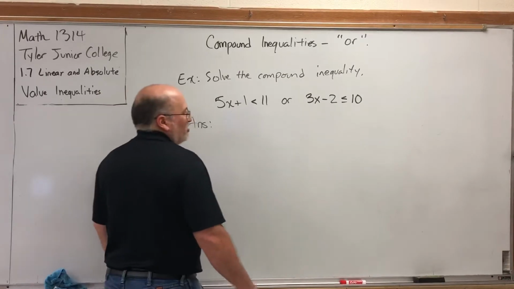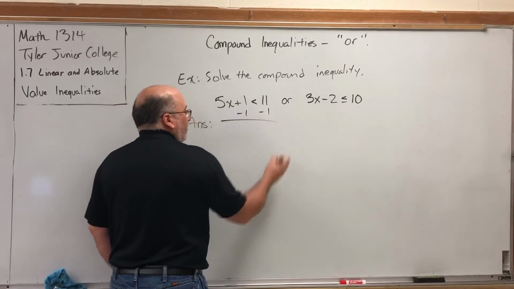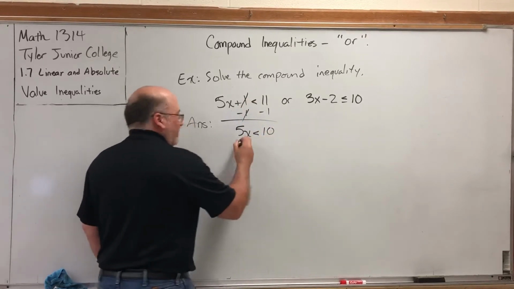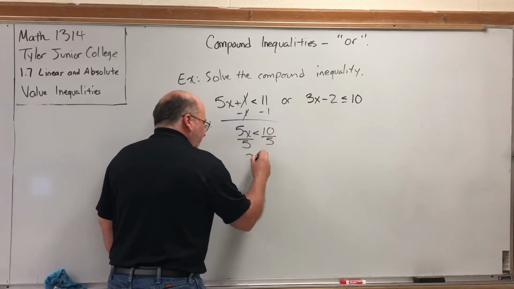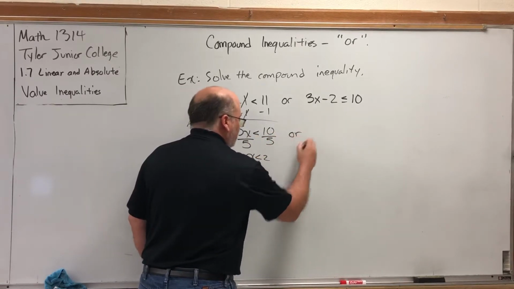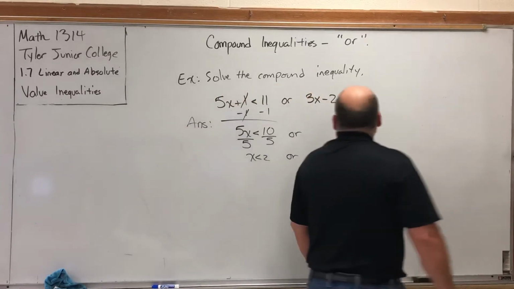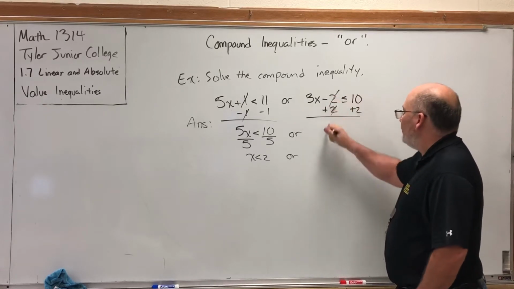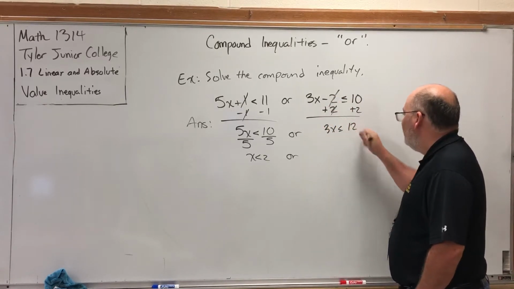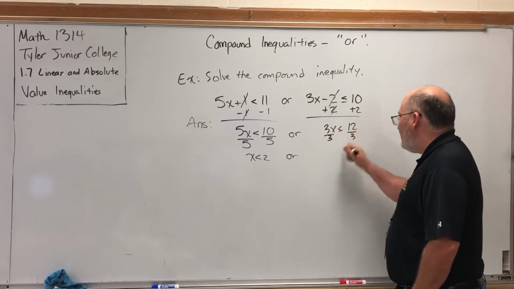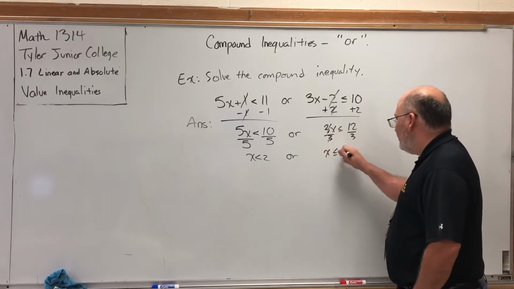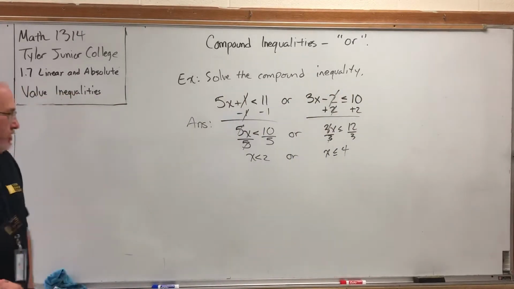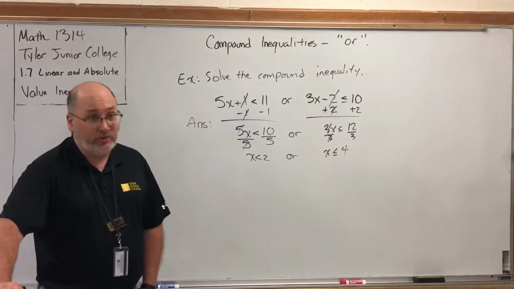For 5x plus 1 is less than 11, just subtract 1 from both sides and get 5x is less than 10. Then divide both sides by 5 to get x is less than 2. Or, on the other one, add 2 to both sides to get 3x is less than or equal to 12, and then divide both sides by 3 to get x is less than or equal to 4. So our compound solution is x is less than 2 or x is less than or equal to 4.